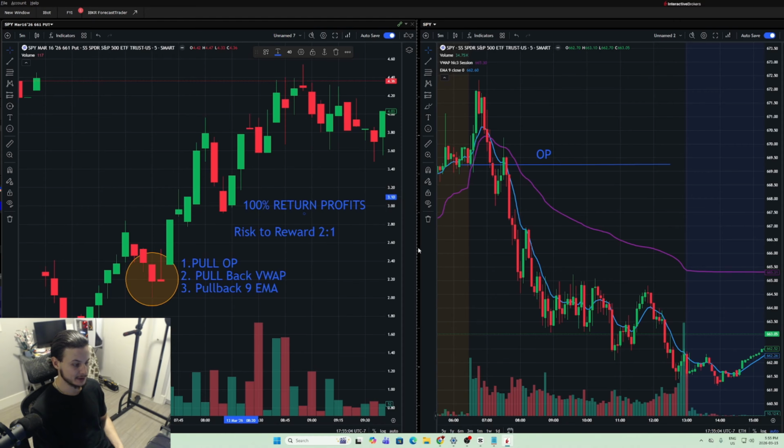Next thing I want to go into, after explaining to you guys the exact trade opportunity of the pullback of 3 confirmations: pullback to opening print, pullback to VWAP, pullback to 9-day EMA. I've explained the risk to reward ratio to you guys, making sure you're only going to risk so little and take so much, and then the 100% return concept. That's what we're achieving here.